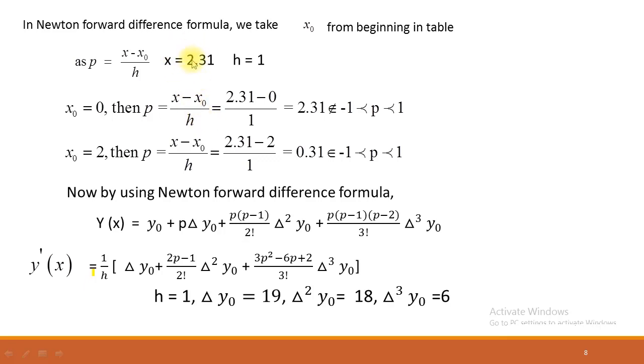Since we are going to find the first and second order derivative at x equal to 2.31, this is the given value for x. So putting in the value of x as 2.31 and x naught as 0, divided by h, the step size in the data, which is 1. So for x naught equal to 0, the value of p is 2.31, which does not lie in the range between -1 and 1. So change the position of x naught.